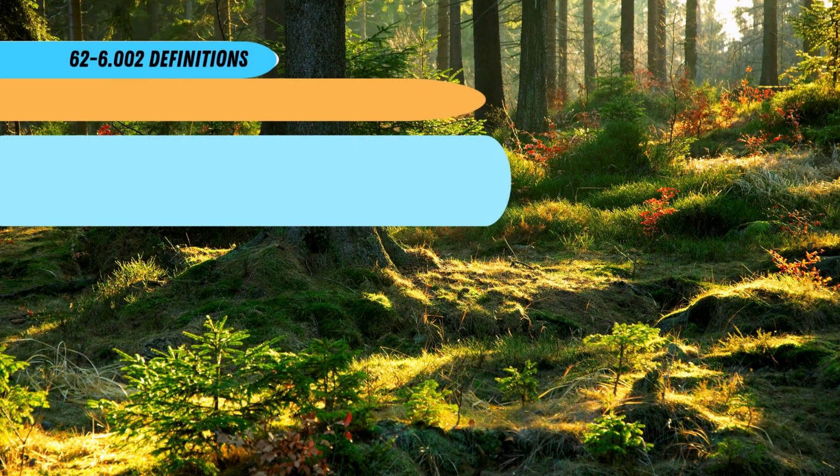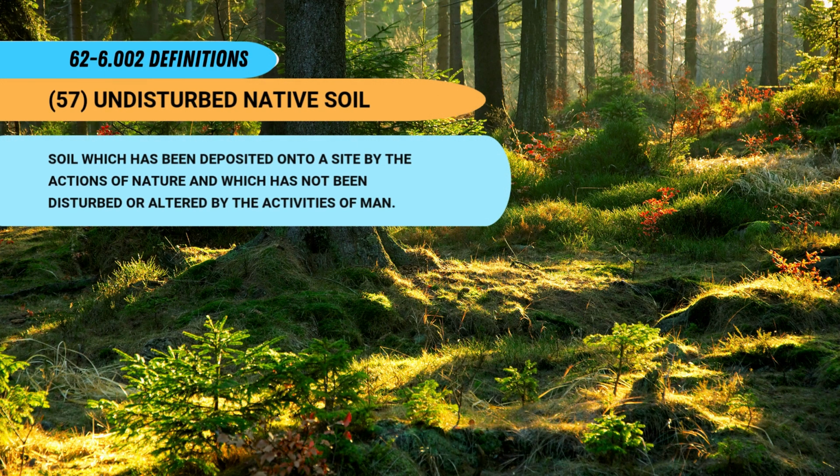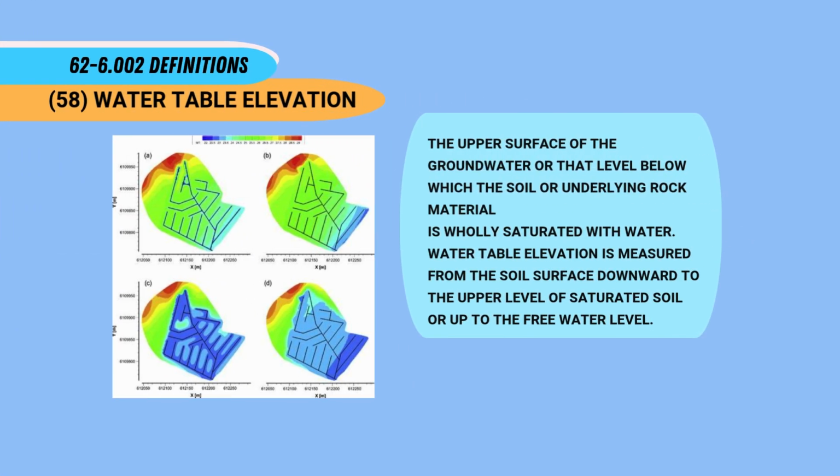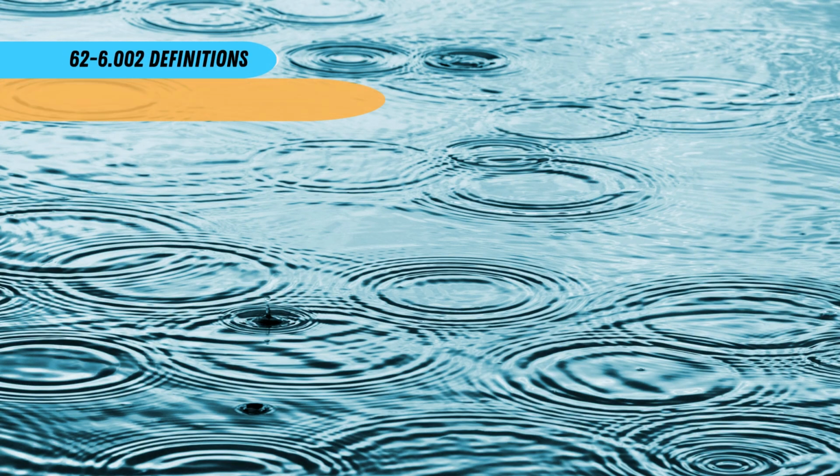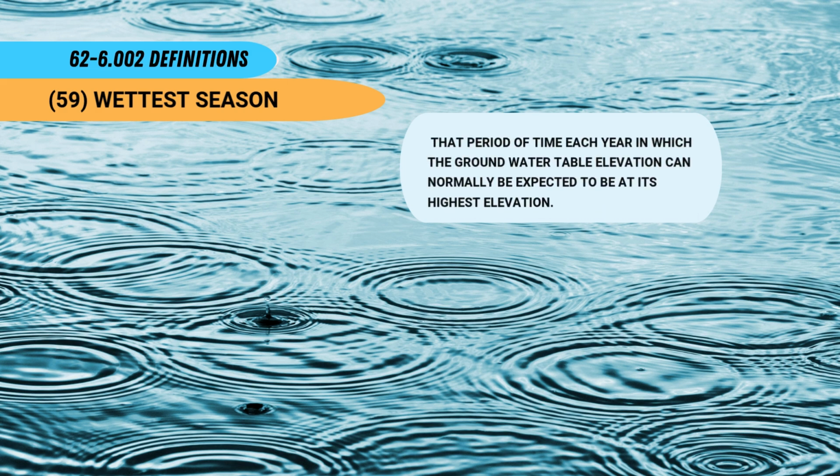57. Undisturbed native soil. Soil which has been deposited onto a site by the actions of nature and which has not been disturbed or altered by the activities of man. 58. Water table elevation. The upper surface of the groundwater or that level below which the soil or underlying rock material is wholly saturated with water. Water table elevation is measured from the soil surface downward to the upper level of saturated soil or up to the free water level. 59. Wettest season. That period of time each year in which the groundwater table elevation can normally be expected to be at its highest elevation.